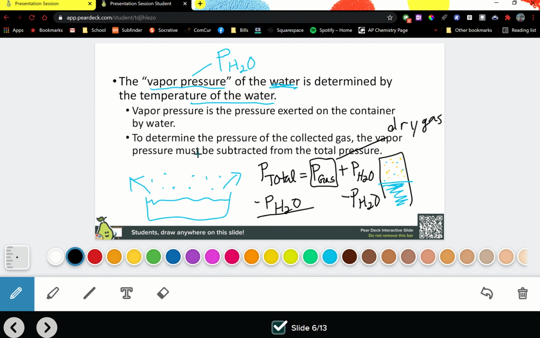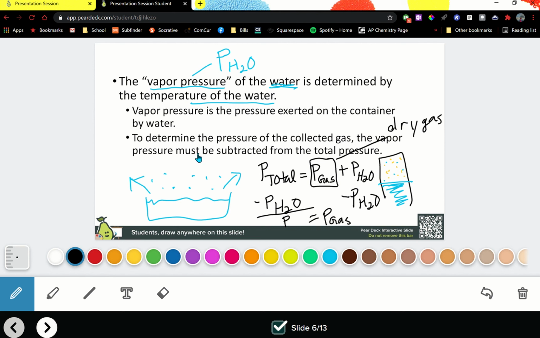And then this answer is going to give me my pressure of my dry gas. Right, we're taking our total pressure, both of these added together. We're subtracting out the pressure of the water, which makes it a wet gas. And now we have just the pressure of our gas, which is a dry gas.